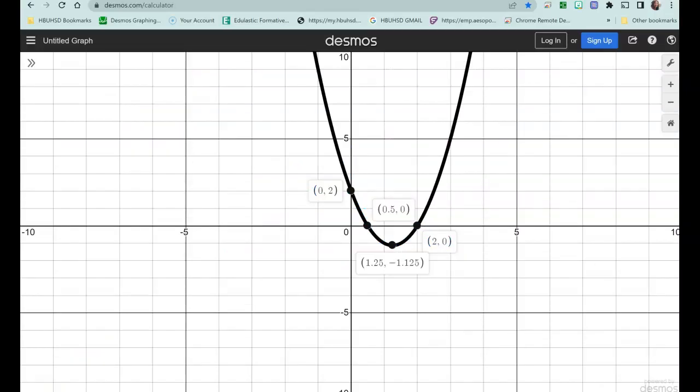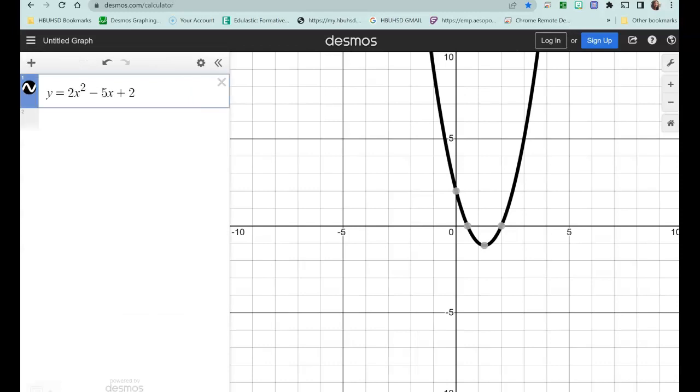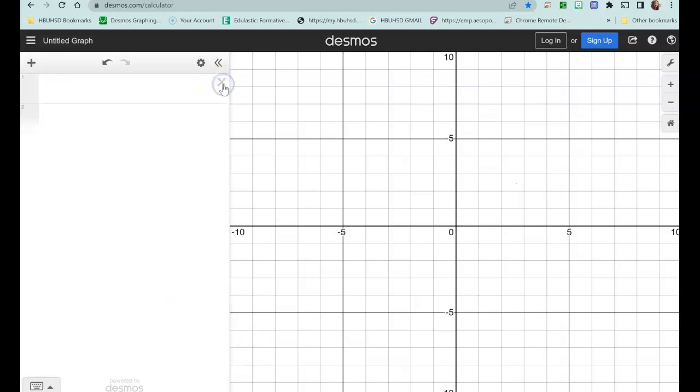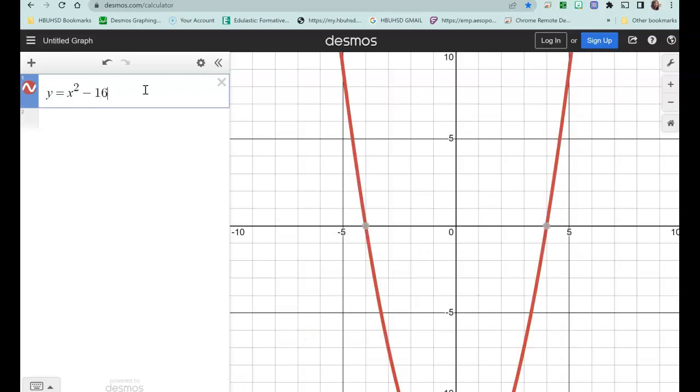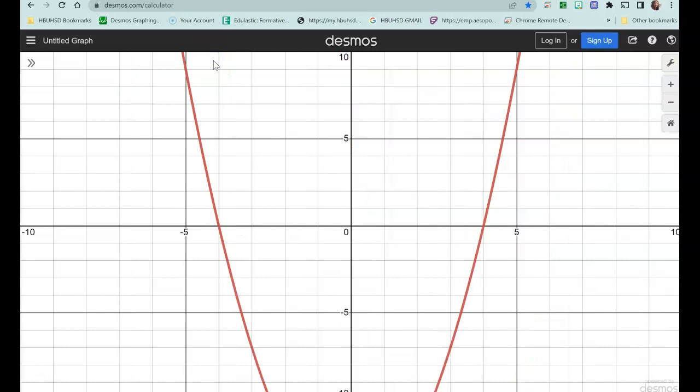All right, let's see. You can X out the first equation, or you can just keep adding it on. It will give you a different color. Okay, Y equals X squared minus 16. Can you guys see? I can't see the vertex. How do I need to go about this so I can see the vertex? What should we do? Teach me.